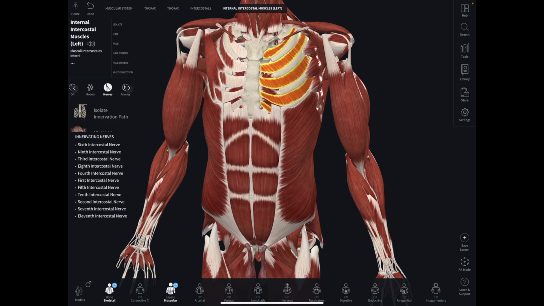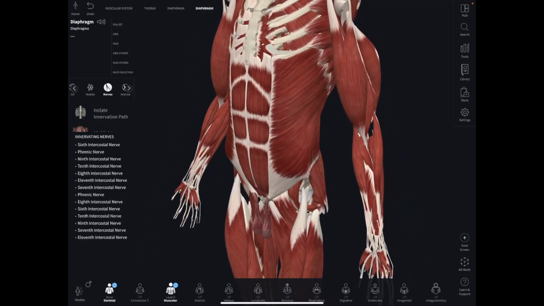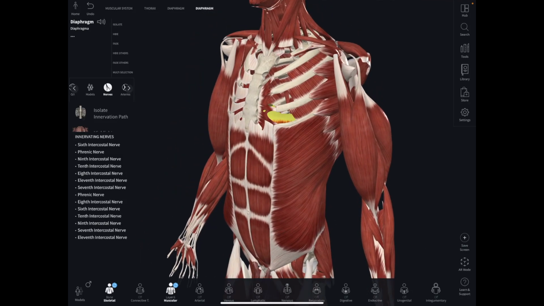Then we have the internal intercostal muscles, which are going to help with pulling the ribs down and breathing out, decreasing the size of the thoracic cavity. And then deep to that, we have the innermost intercostal muscles. And let's see if we can find the diaphragm. All right, so the diaphragm's there. We know the contraction of the diaphragm expands the thoracic cavity and is going to help with breathing in overall.